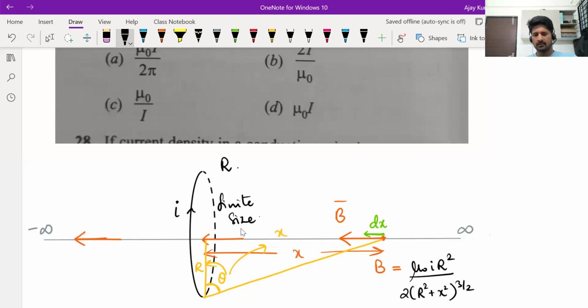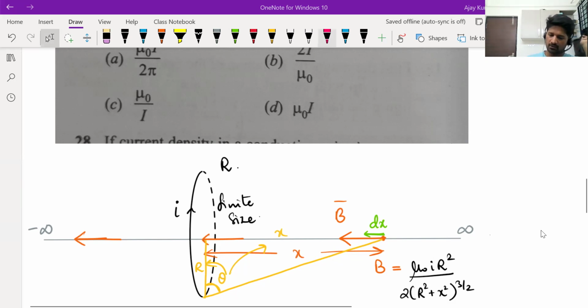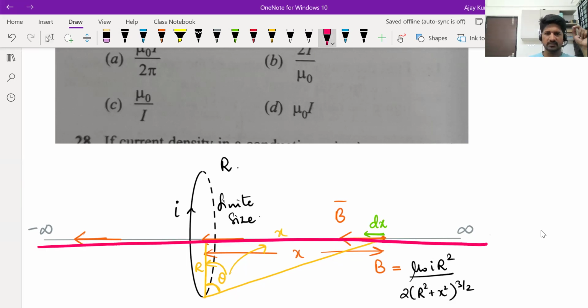So can you repeat the question once? It's a finite sized current loop carrying a finite amount of current. How much magnetic field can it produce at infinity or very far away from itself? Sir, will it be like a point charge? In magnetism, you can't call it a point charge, but what will the field be tending to when you go off to infinity? Zero, sir. Zero. Okay.